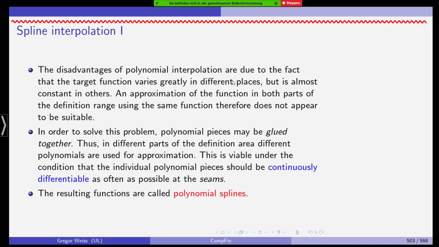Hello everyone, and welcome back to what could possibly be our last lecture in computational finance this semester. And we still have to talk about spline interpolation.